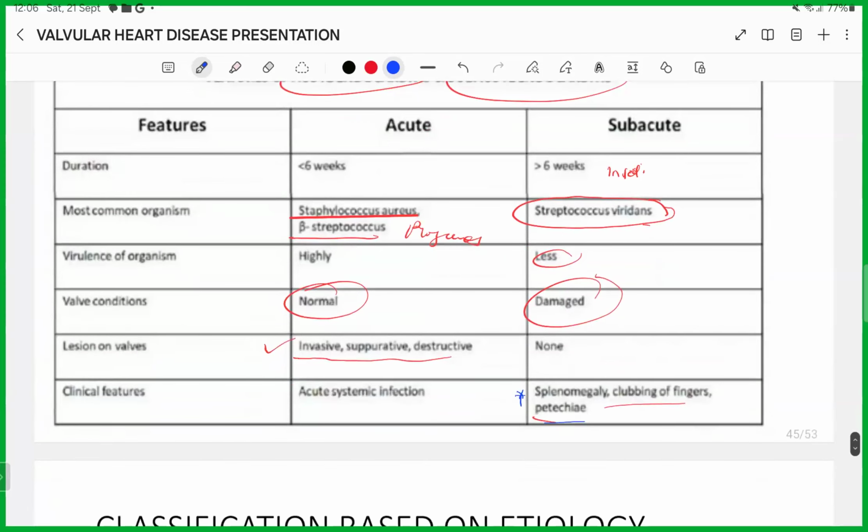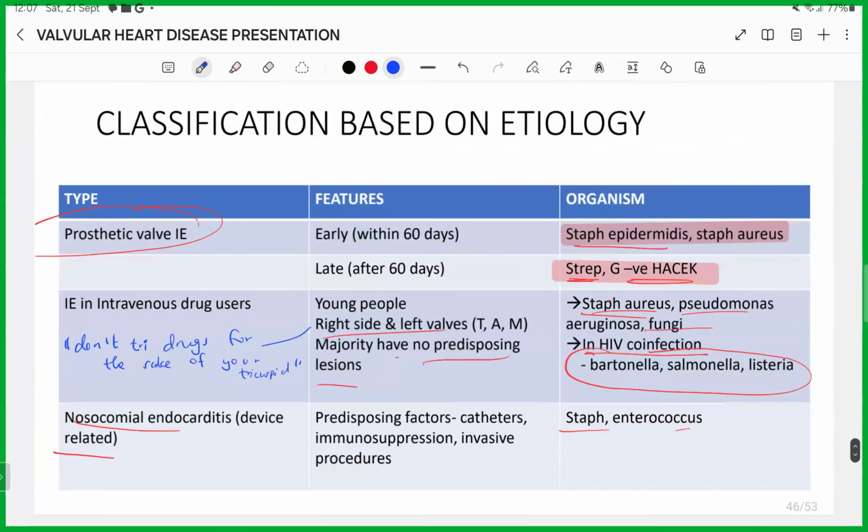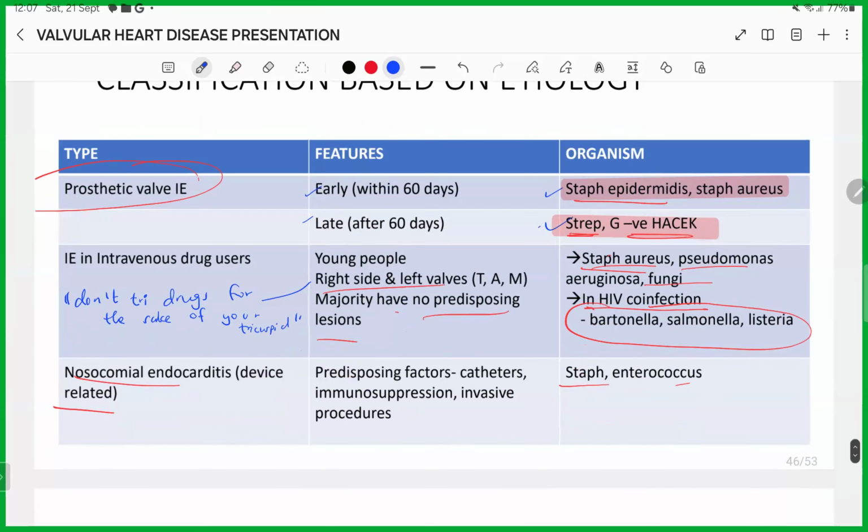And based on etiology, you could have native valve, you could have prosthetic valve, or you could have nosocomial, such as when you have devices in situ. Prosthetic valve is divided into two, early and late, with different organisms. Early is caused by Staph epidermidis and aureus, things that you typically find in the skin, like normal flora on the skin. And then late is caused by strep, as well as this group of organisms known as HACEK. For some reason, this is usually an MCQ question.